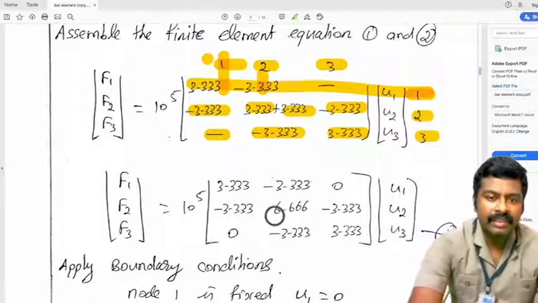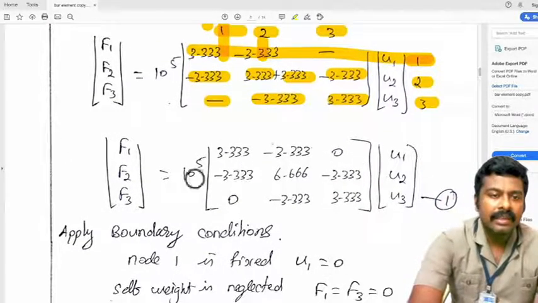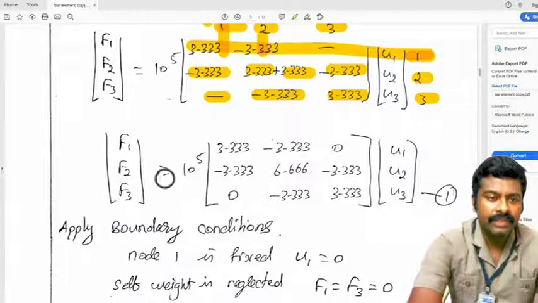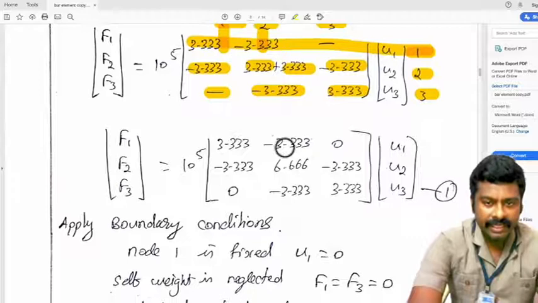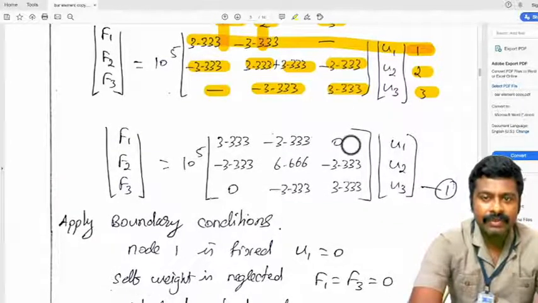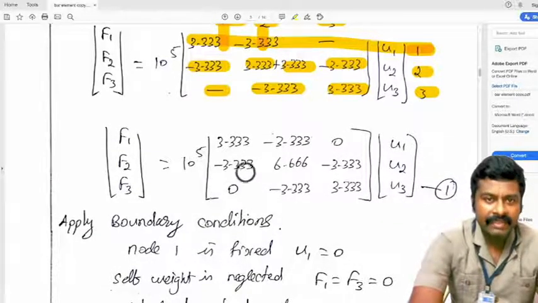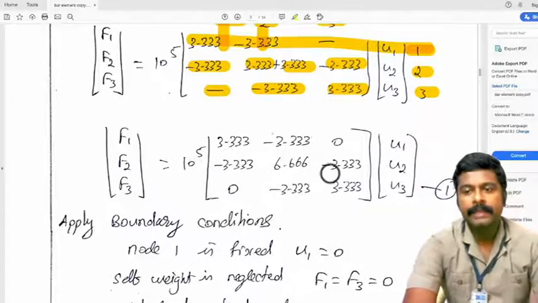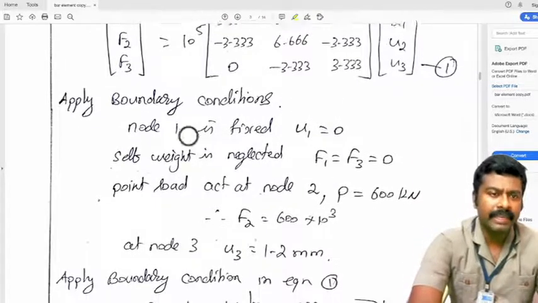And simplify all these values, the value yields, this is the global finite element equation, F1 F2 F3 equal to 10 raised to 5 times the matrix: 3.33, minus 3.33, for dash simply we put 0; minus 3.33, 6.666, minus 3.333; for dash simply we put 0, minus 3.333, 3.333. Next step, apply boundary conditions.